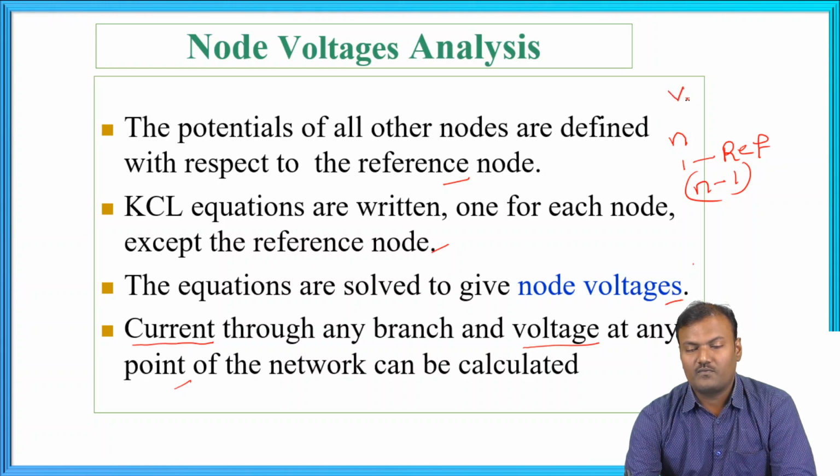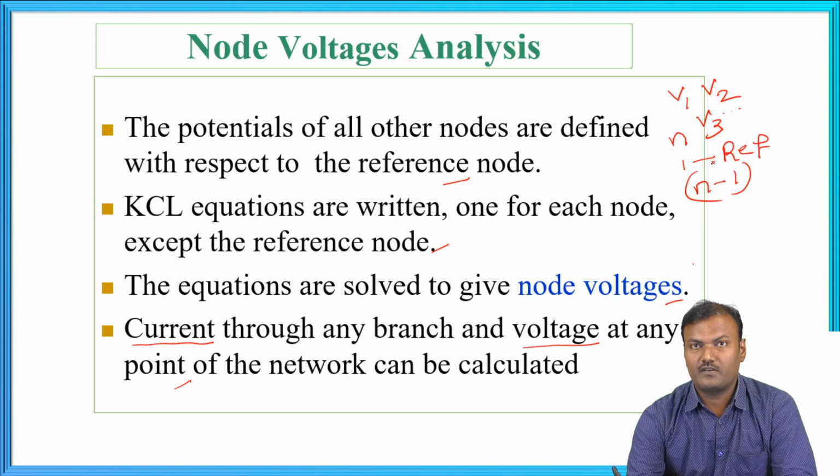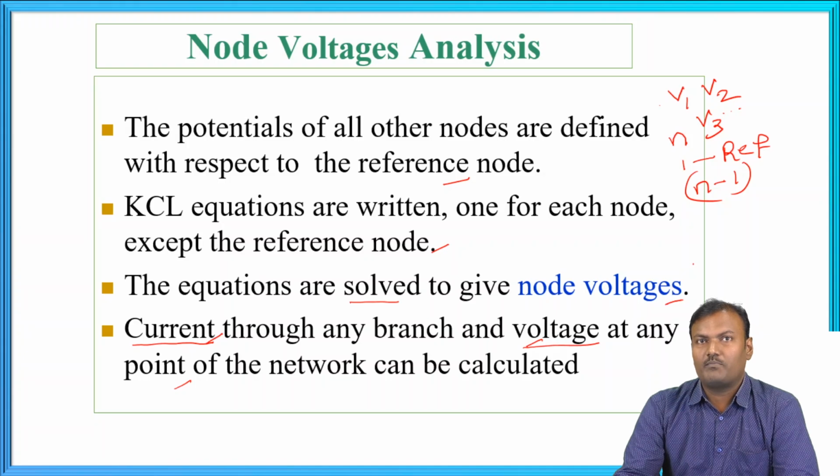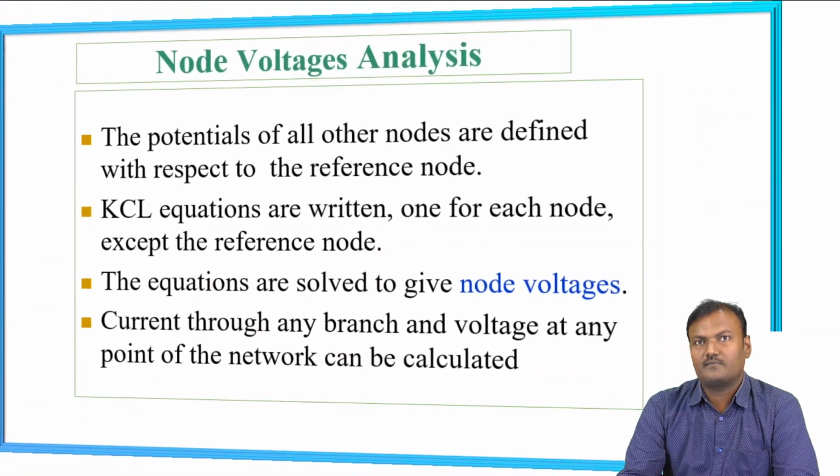Let us say it has some V1, V2 and then V3 like this. How many nodes are there except the reference node? We are assuming those voltages as V1, V2 and V3, and then KCL equations are written for each and every node except the reference node, and we need to solve these equations to obtain the nodal voltages, and finally we can get the response in any element, that is either current or voltage. So this is the process to apply the nodal voltage analysis.